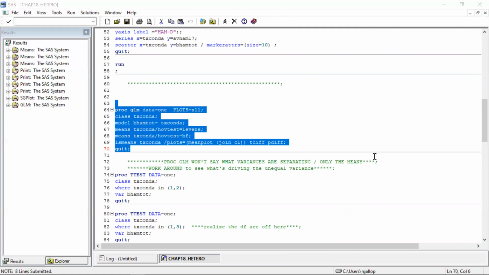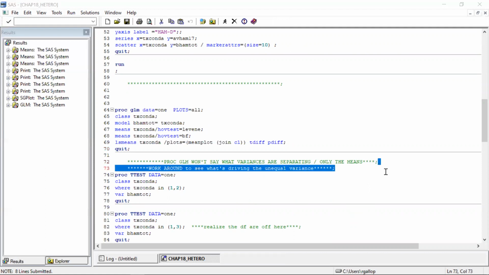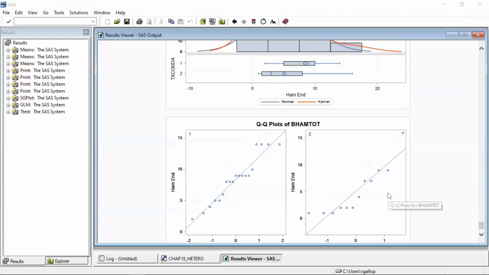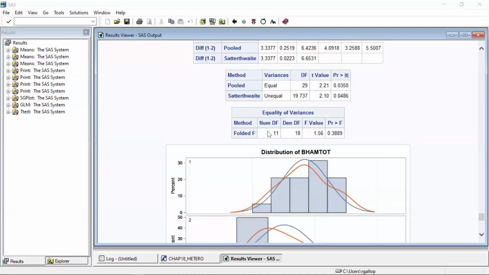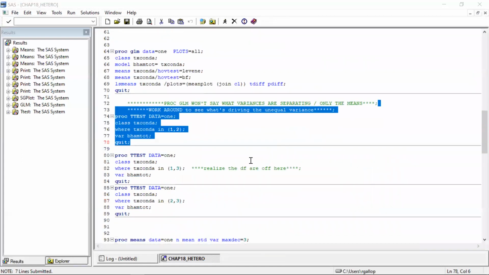You can use proc ttest with the where command, because you guys remember with proc ttest, there is this part right here with the equality of variance test. So it's comparing group 1 to group 2. In this case, just looking at those two, there's not a significant difference in variance.